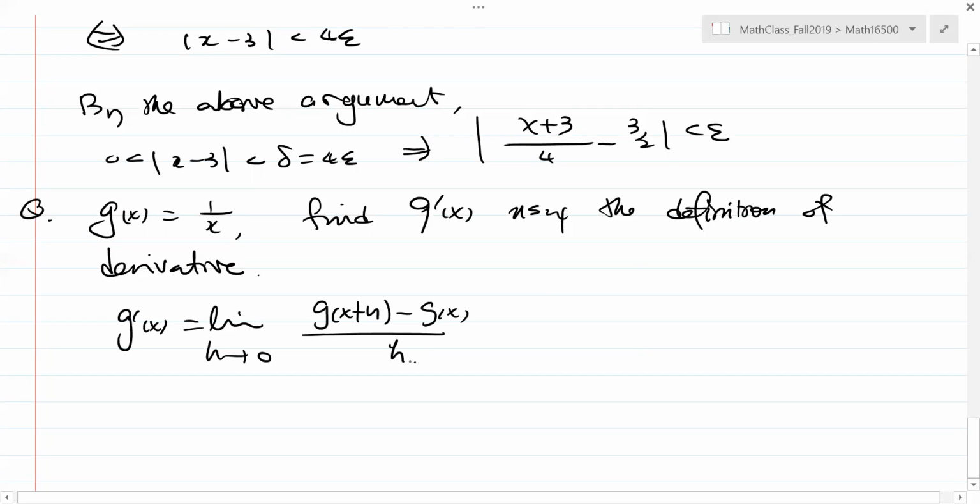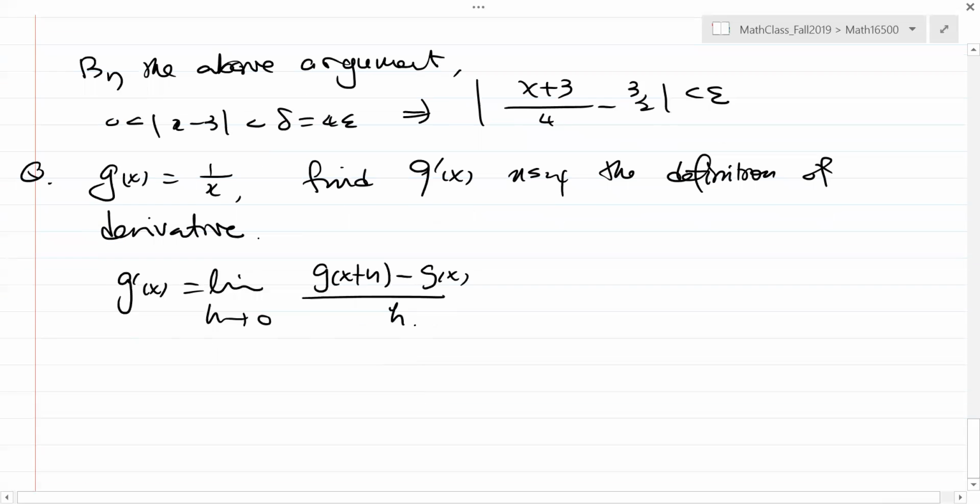Okay, that's your setup. Then the next step is to find a limit. Of course, you already know the derivative using other formulas, so you can put even the answer here on the side. I know the derivative is going to be negative 1 over x squared, using the power rule. So we know the answer.